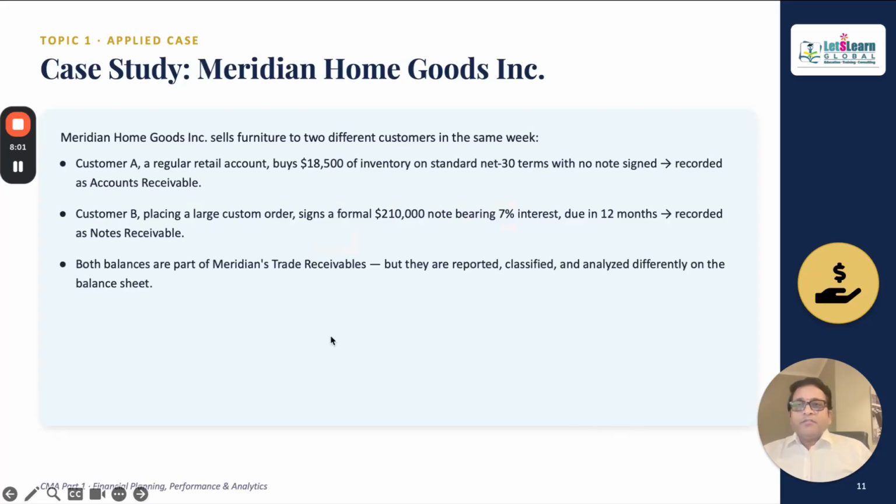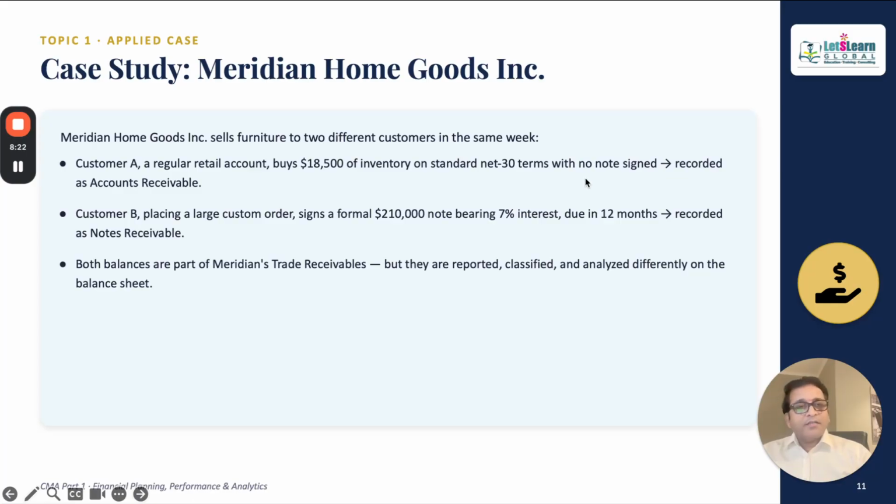Right, so now let's take an example. A customer A, a regular retail account, buys $18,500 of inventory on standard terms net 30 with no note signed. It's clear that it is a credit transaction and it is for the sale of goods.